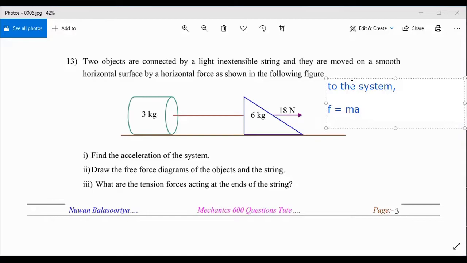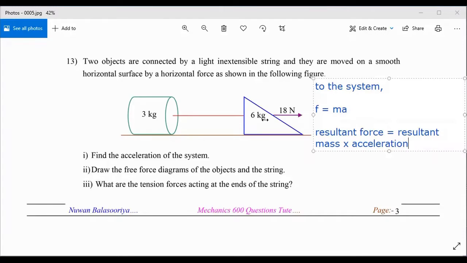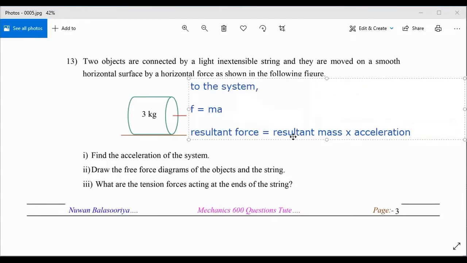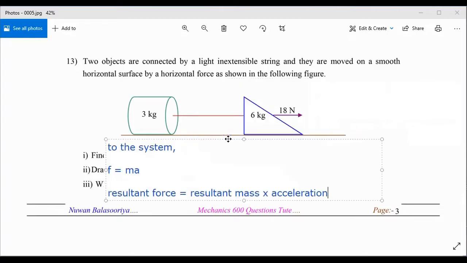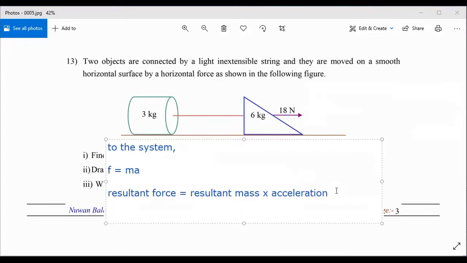So here F is the resultant force, M is the resultant mass, and A is the acceleration. Those are the things that you should understand. If you say you are applying F equals mA to the system, the meaning of F is resultant force, the meaning of M is resultant mass, and so on. What is the resultant force here? The total force acting on the object.